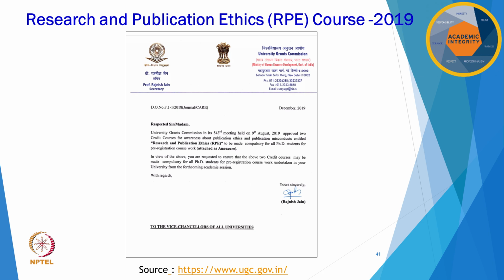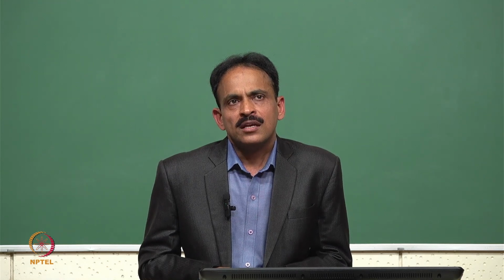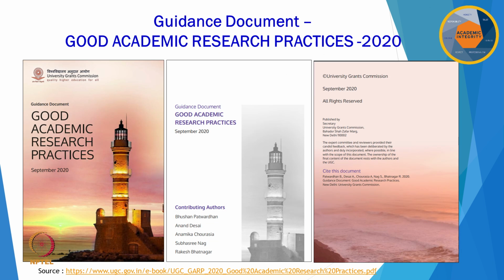The fourth important thing was that in December 2019, a 2-credit course on research and publication ethics was introduced, and this was one of the important aspects in this direction. This is a mandatory course for all the PhD awarding institutions. Another important regulation or guideline from the UGC was the clarification on self-plagiarism in 2019. Another guidance document, Good Academic Research Practice, was prepared in September 2020.